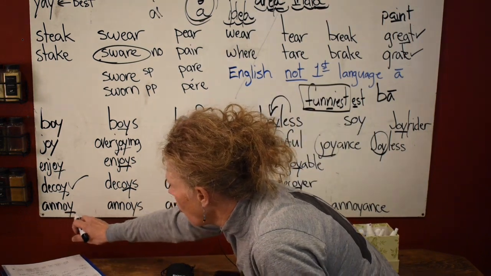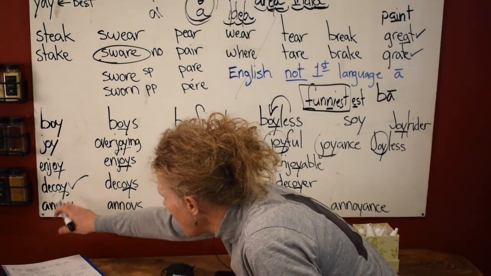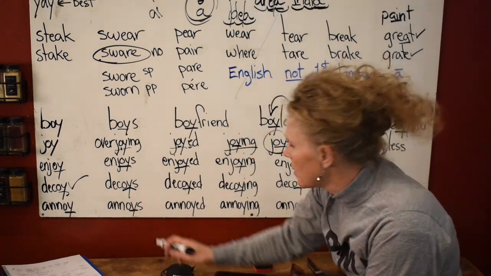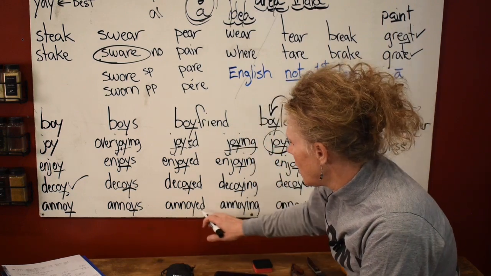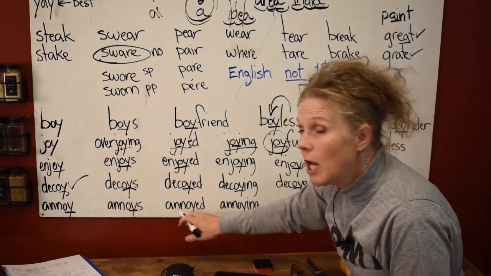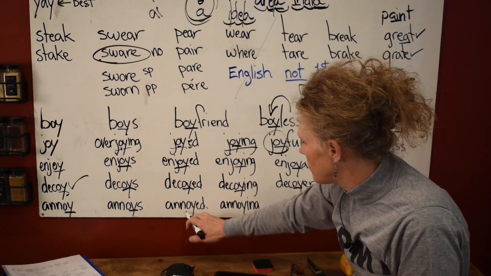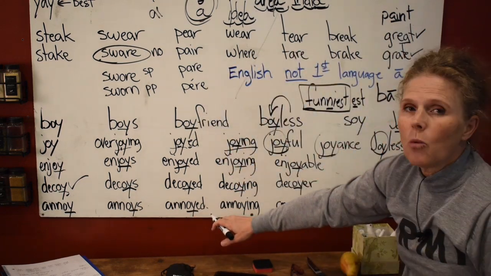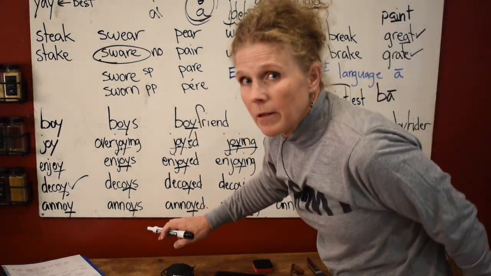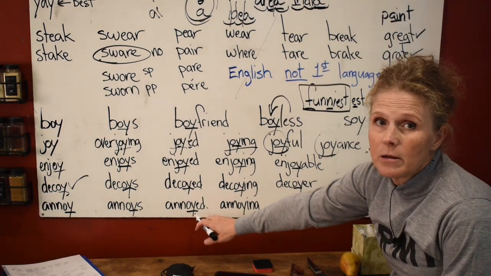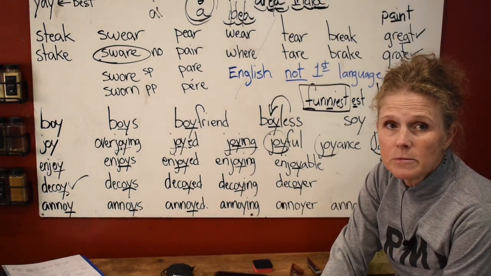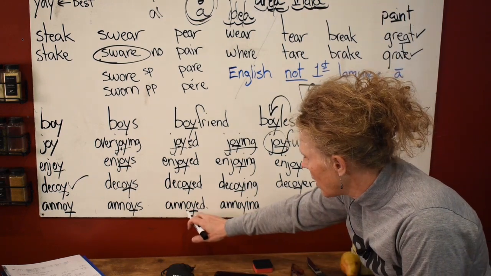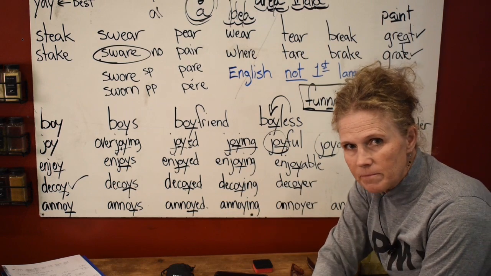Annoy, see the OY, see how this is a base word. Annoys, see now it's in the middle of a word, but this is a suffix. Annoys, annoyed, this is your suffix. Paul, do we change that Y to an I? No, why? Vowel team. It's a vowel team. We don't change our vowel teams. If there is a vowel in front of that Y, you know you have a vowel team.